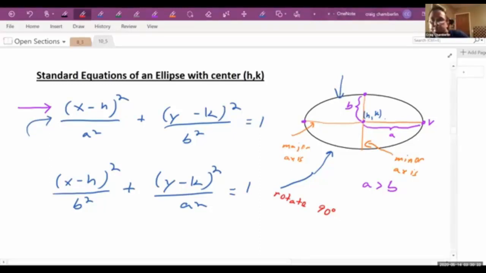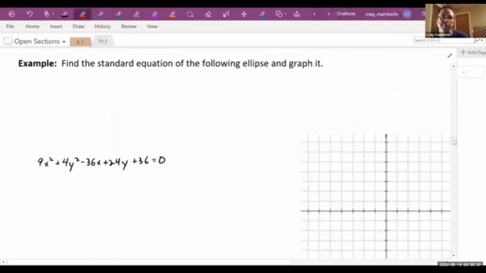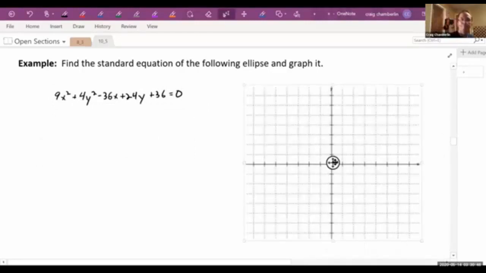So for instance, let's do this example. And so I'm not asking much. I'm not asking you to find any focus points or anything you might have heard of in the past. Just be able to graph an ellipse. And to do that, you need to be able to put it in standard form. So yet another example of completing the square to get this guy in standard form.